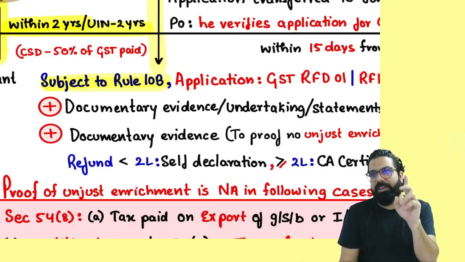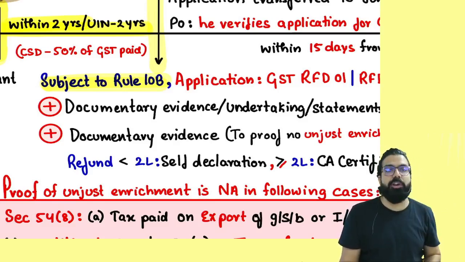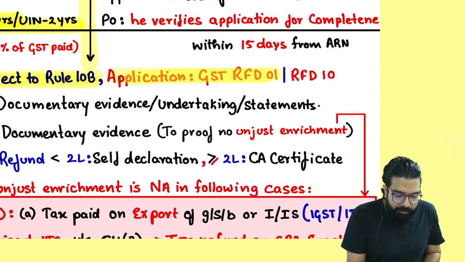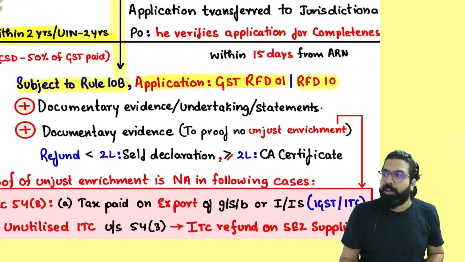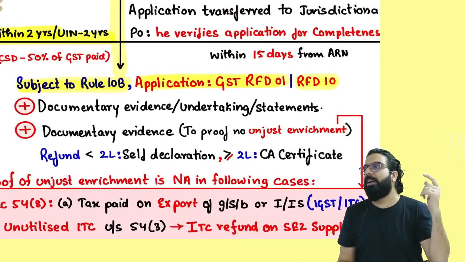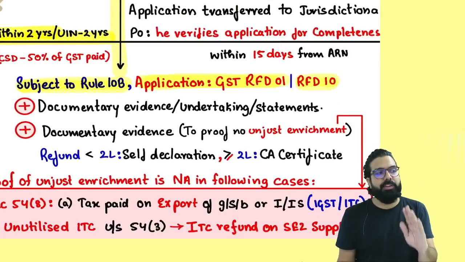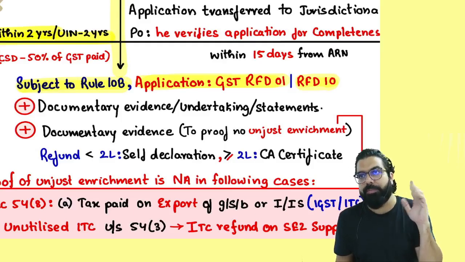Refund, revocation. So if you are applying for refund under rule number 89, you always have to make sure your Aadhaar authentication is done. Now the application for refund will go in RFD 01. If you are a UIN holder, the application is RFD 10. Normally the refund application for everyone is RFD 01, but for UIN holder it is RFD 10.